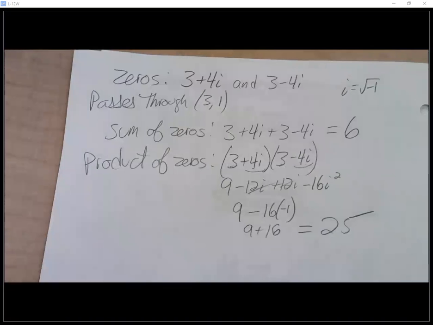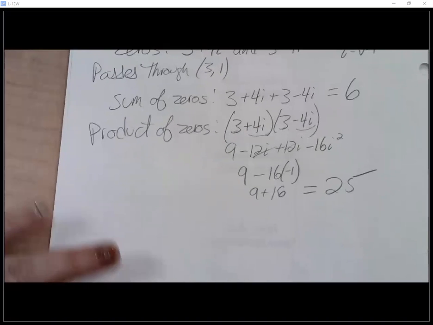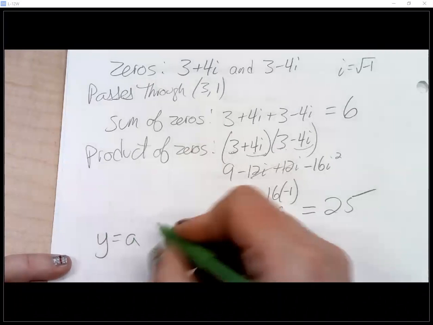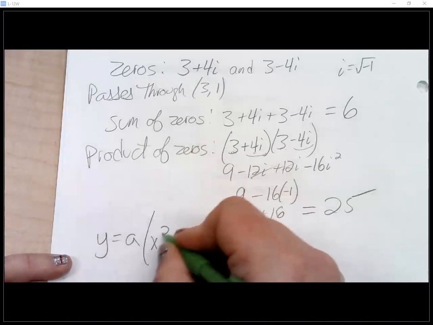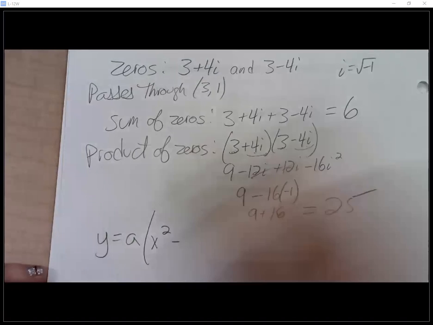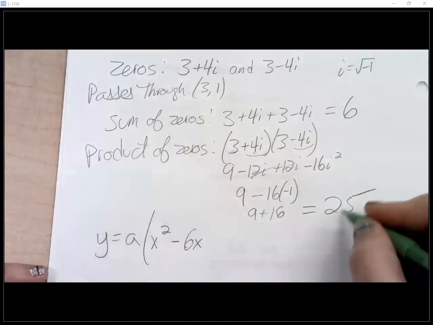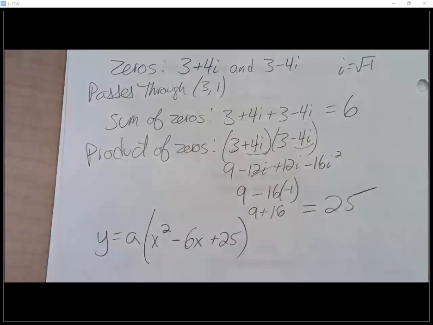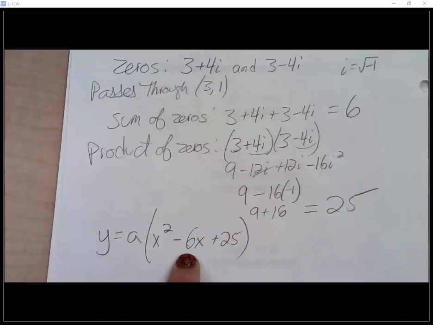Okay, so now we have our sum and our product. So now we're almost there. We just have to figure out what a is. So remember what we're going to do. We're going to write it as y equals a times x squared minus the sum. So my sum was 6x. And my product is plus 25. So that's where I'm at so far. Is everybody okay with where I'm coming up with this from? We're using sort of that shortcut. So we're always going to subtract the sum, and then we'll just add on whatever the product is.